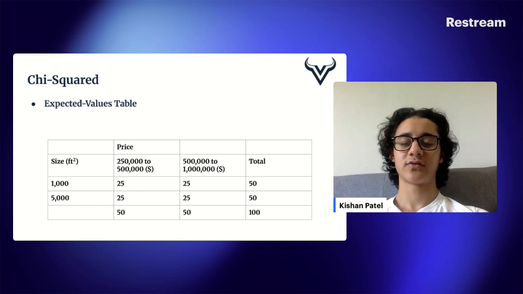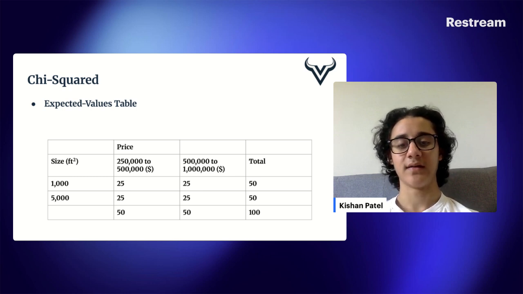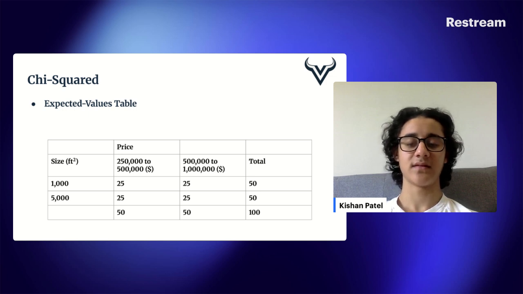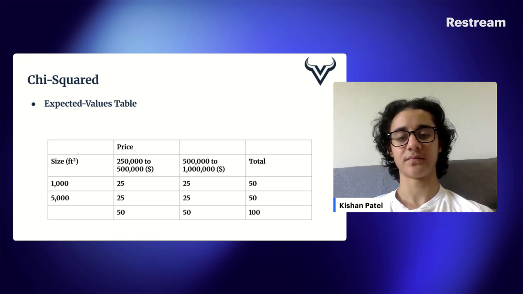So now we have to construct our expected values table. So the way we do this is row total times column total divided by total, right? So that would be 50 times 50 divided by 100, which is 25. That is the expected value in each of these cells.